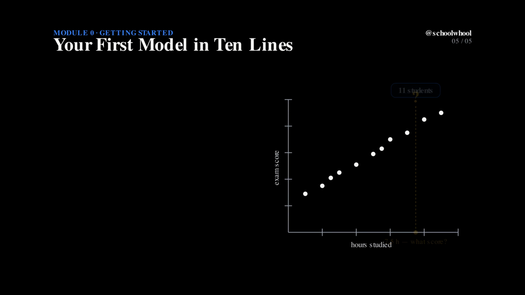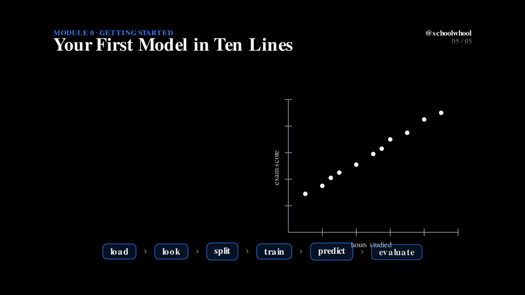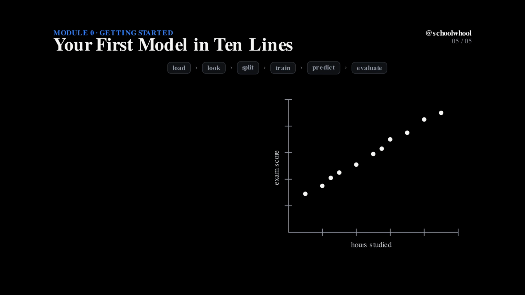Every machine learning project follows the same 6 steps. Load the data. Look at it. Split it into training and test sets. Train the model. Make predictions. And evaluate how good they are. Remember this shape. It is the workflow you will use in every project from now on, from exam scores today, to house prices later in the course.